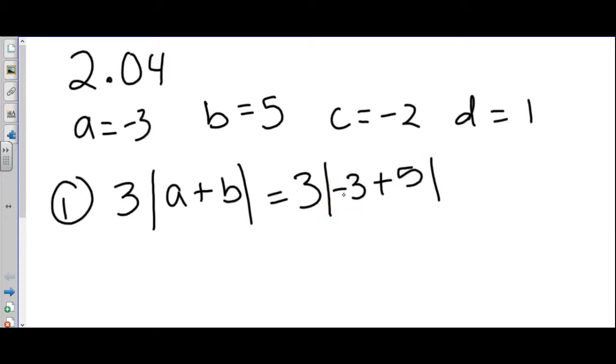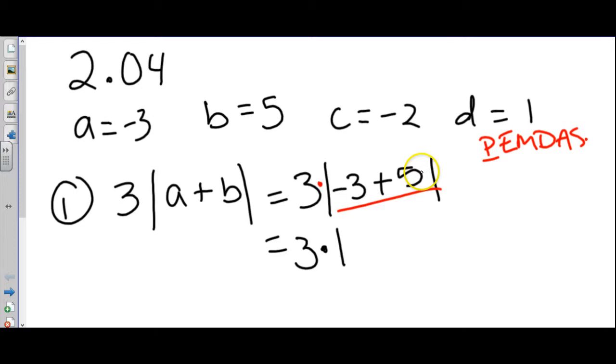So absolute value bars work similar to parentheses. They're not exactly the same, but they are similar in that this is really 3 times the absolute value bars. And when you do order of operations, which usually is represented as PEMDAS, parentheses, exponents, multiply, divide, add, subtract, you start with what's inside the parentheses. So we have to start with -3 plus 5. Adding that together gives us +2.